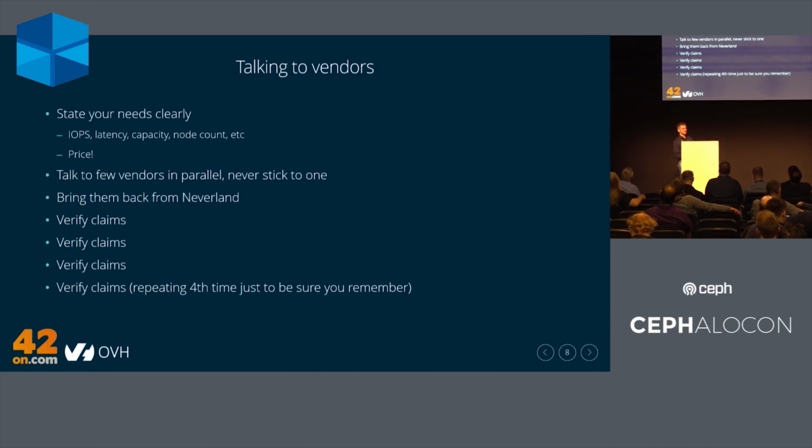So speaking of talking to vendors, you need to precisely specify what you need from them: IOPS, latency, node count, price. Price is most important in our case. If you don't specify what you need, they will provide some default numbers or something that you won't accept for some reason or other. Yeah, so latency is something you should focus on.